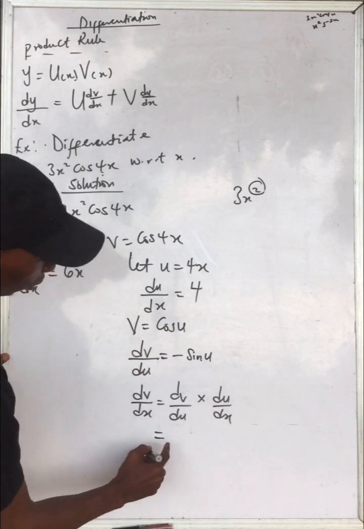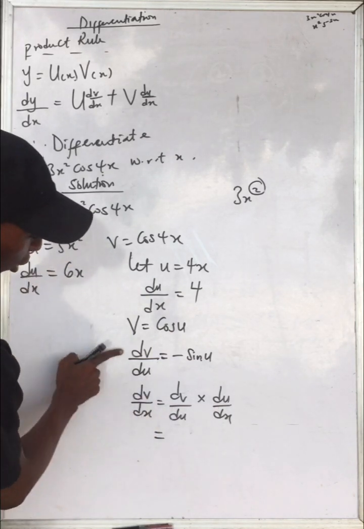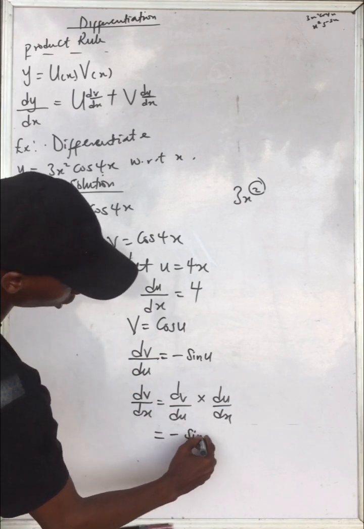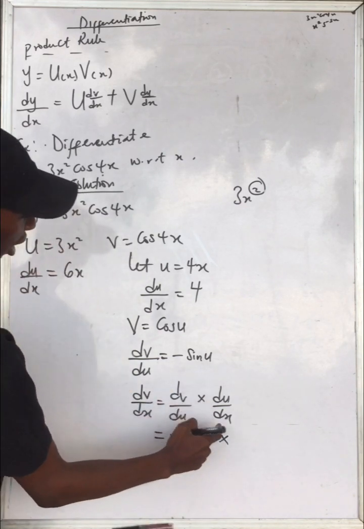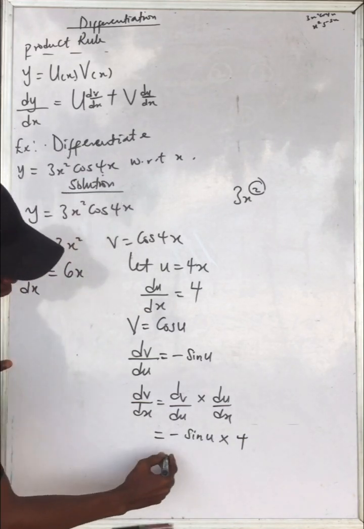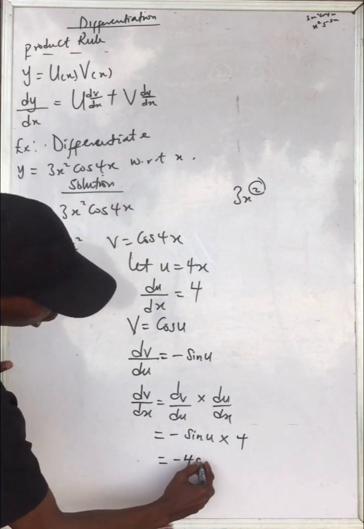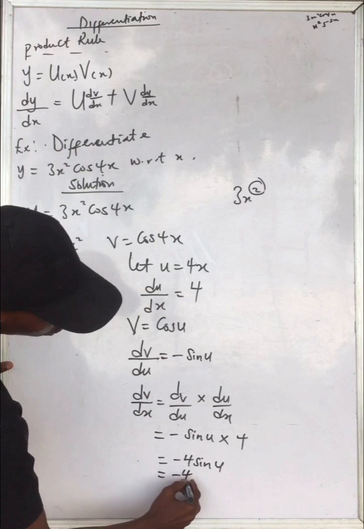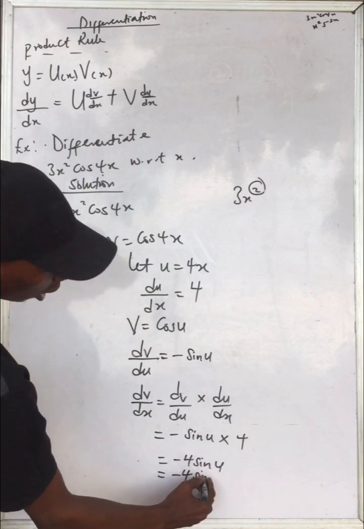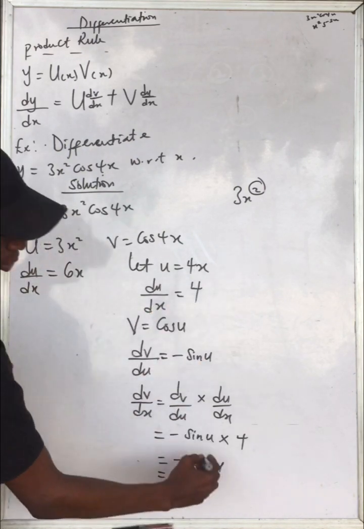Yes, this is a concept from your function of a function chain rule. So what's my dv du? dv du was gotten to be minus sine u multiplied by du dx, which is 4. So together I have minus 4 sine u, and u is 4x. Don't forget.